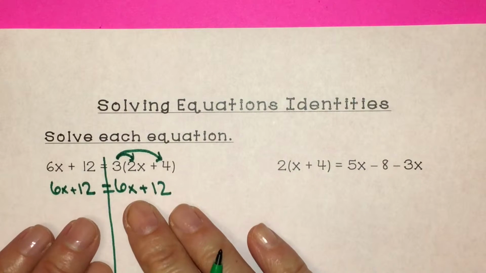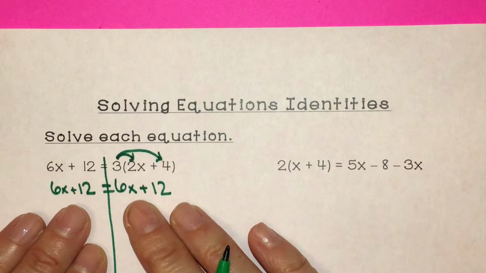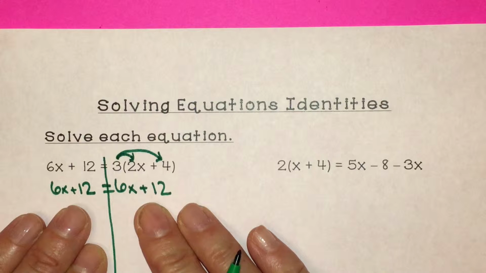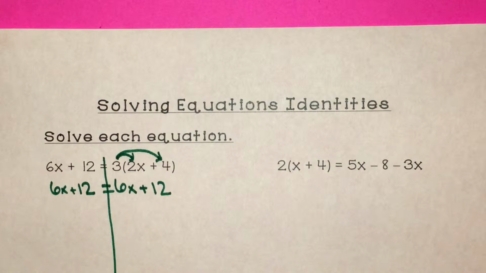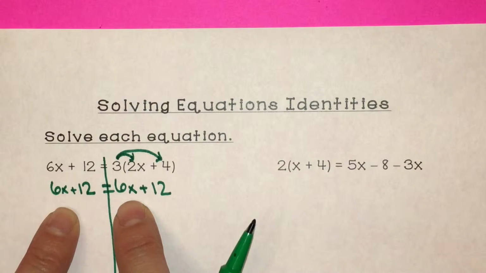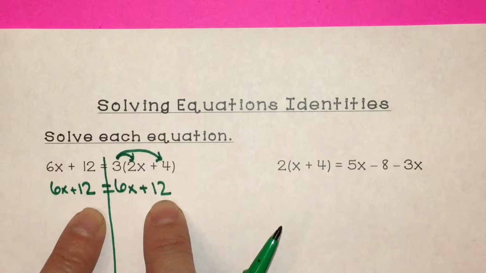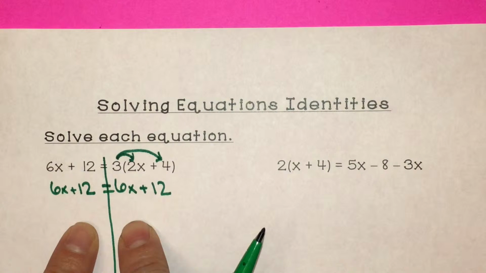And you can see that the two sides are equal. 6x plus 12 equals 6x plus 12. Okay? So because of this, there's infinite solutions, meaning no matter what I plug in for my variable, the two sides will always be equal. I could plug in 0 for x. 6 times 0 is 0. 0 plus 12 is 12, so 12 equals 12.